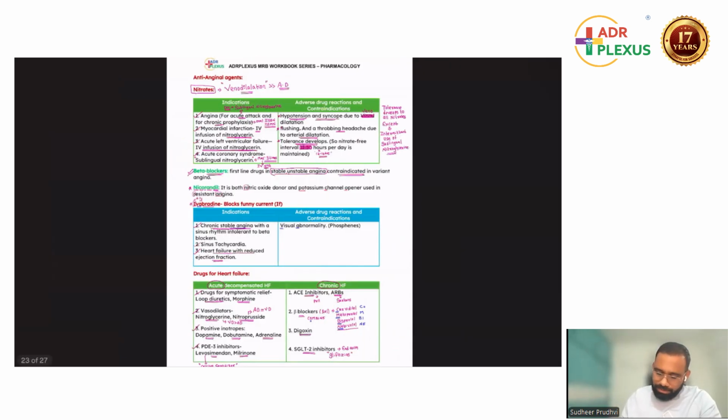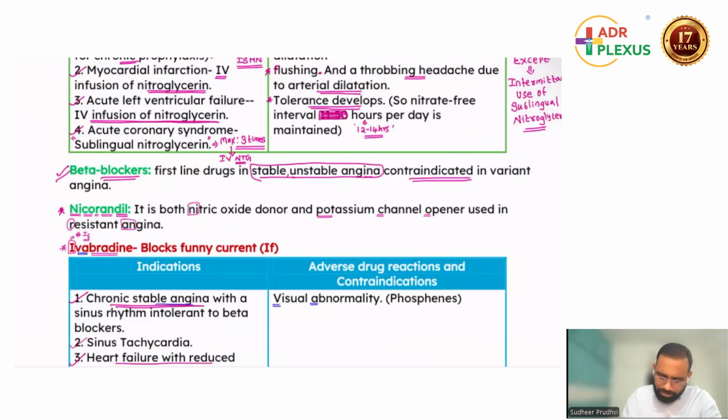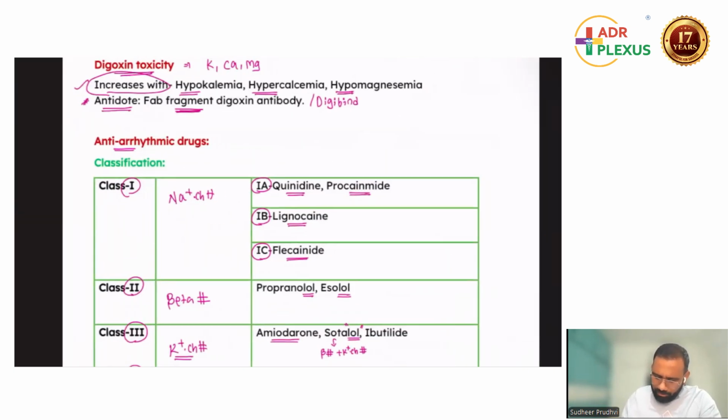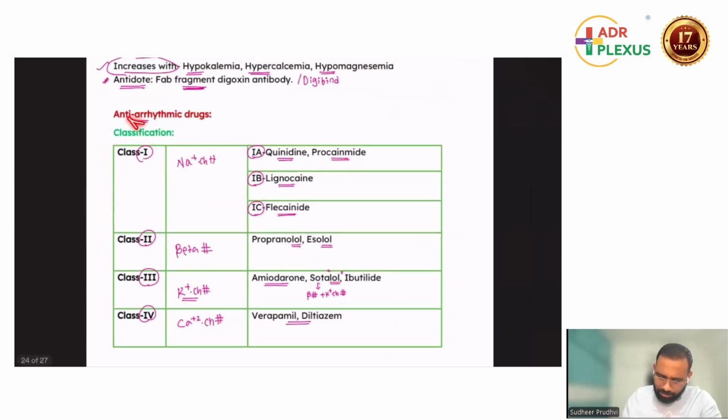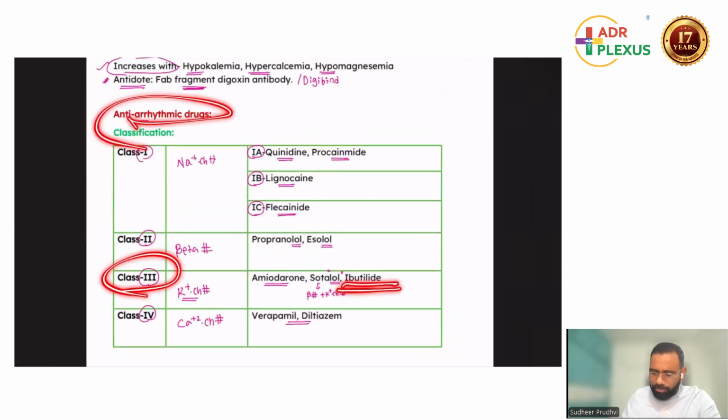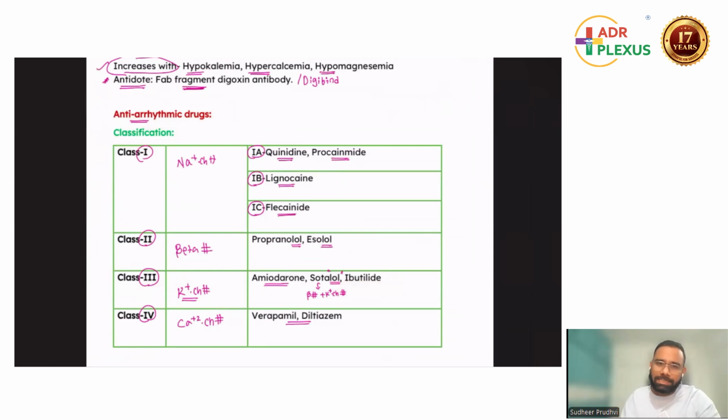And this is what we have discussed. You can rule out the options also. This is what we have discussed in Nicorandil. This is a nitric oxide donor as well as a potassium channel opener. And then ibutilide, it belongs to class 3 antiarrhythmic drugs. So this is the thing which we have already discussed in the MRB workbook series.